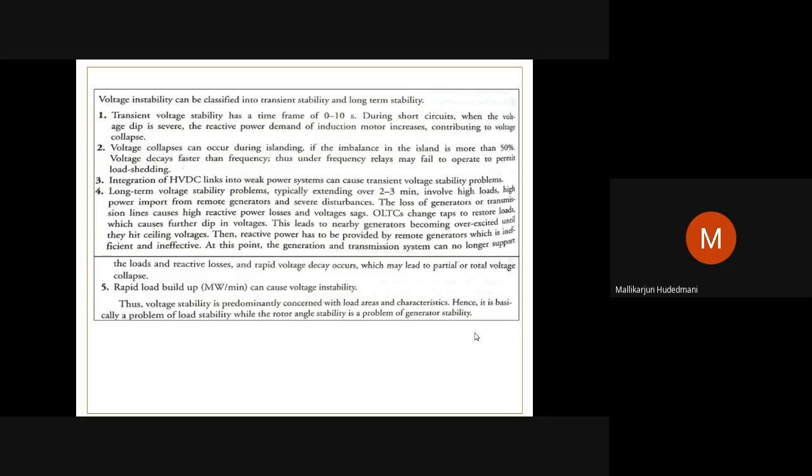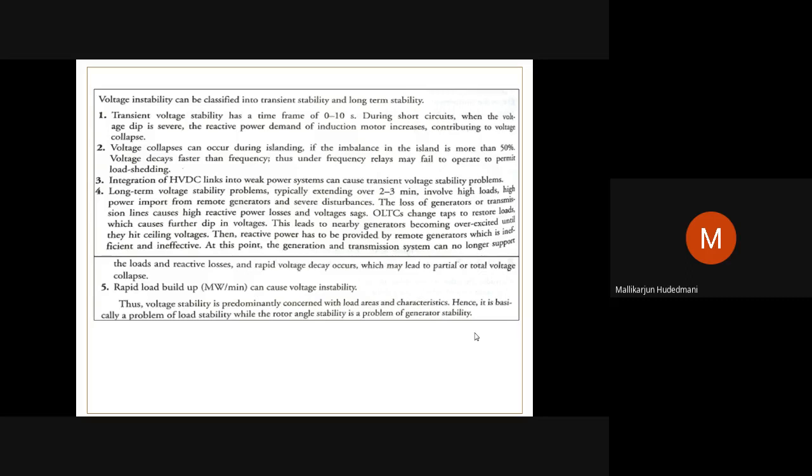Or voltage collapse can occur during islanding. When we see a power system's states of operation, steady state, normal, alert, emergency, extreme emergency, restorative, during islanded mode of operation, an extreme emergency situation, the entire power system is cut into small pieces. Some generators are on one side alone, some loads with some generators, or only loads. During such collapses, there is a drop of voltage due to sudden loads with a very small generator ability, or there is a sudden fault, and generators are not able to cope with the terminal voltage. We may find that in an islanded operation. If the imbalance in the island is more than 50% of its capacity, voltage decays faster than frequency. You can see it's a very serious phenomenon.